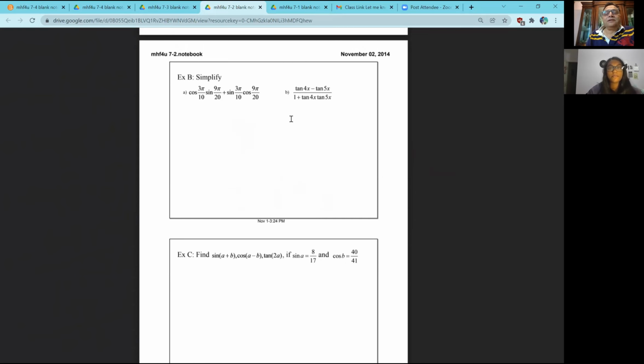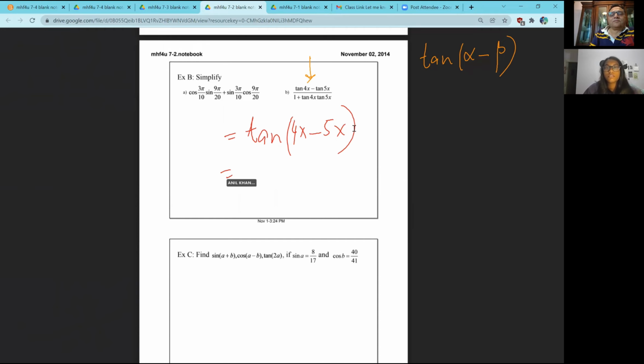Can you tell me the reverse calculation on this, which is tan alpha minus tan beta over 1 plus tan alpha tan beta? So that will be tan of alpha minus beta, right? So this should be equal to tan of what? Alpha is 4x and beta is 5x. Correct. That gives tan of minus x. Do you see that? Which will be minus tan x. So that will be your answer. Is that clear to you?